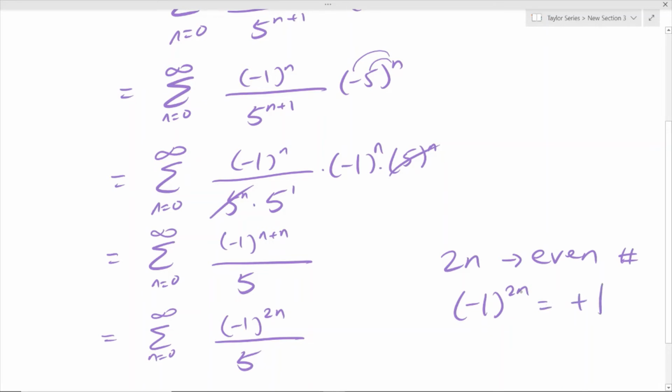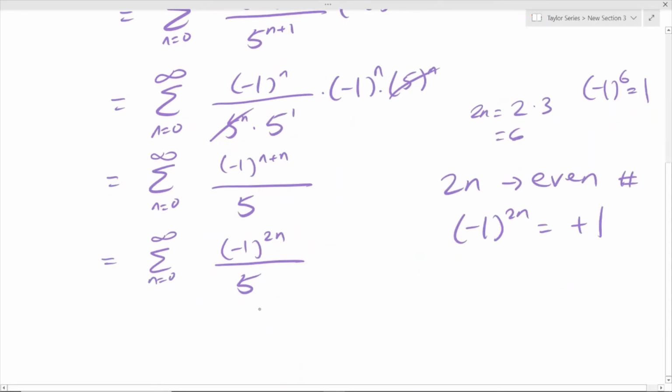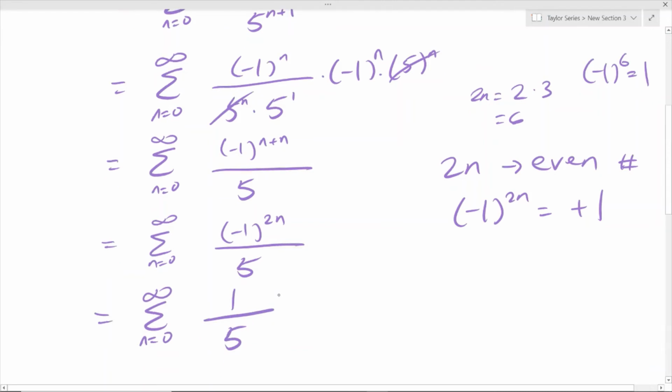Because we're going to always have a positive exponent, right? For example, if we do 2 times 3, with n being 3, it's going to give us 6, right? And if it's 6, well, negative 1 to the exponent of 6 is just going to give us 1. So that's why, since it's an even number, it's just going to be positive 1 here. So we can rewrite this as positive 1 over 5. So from here, we can see that this is 1 over 5, right?